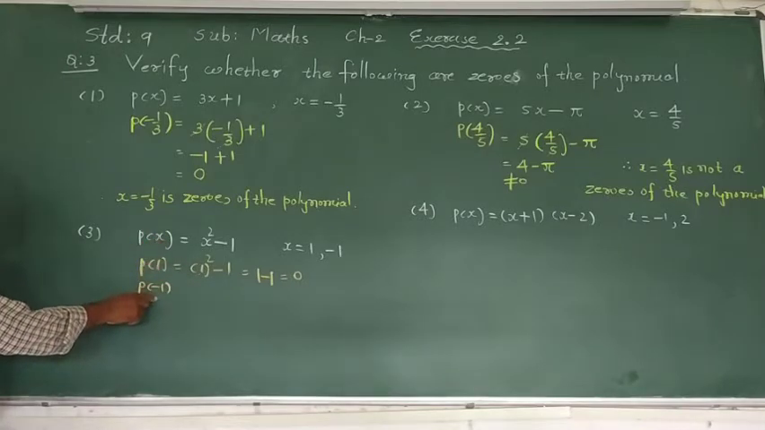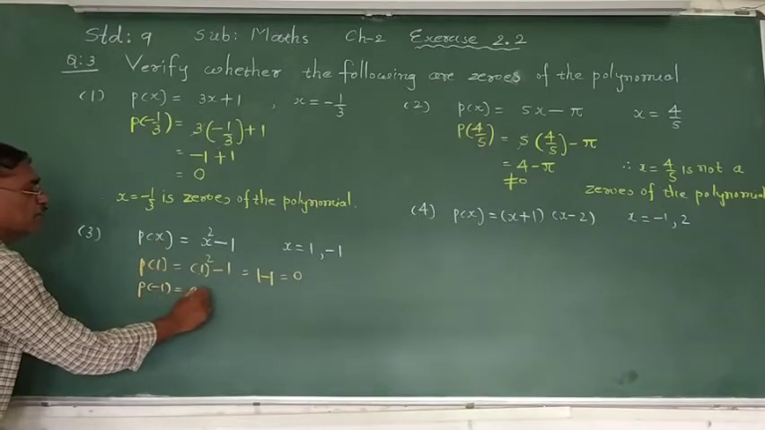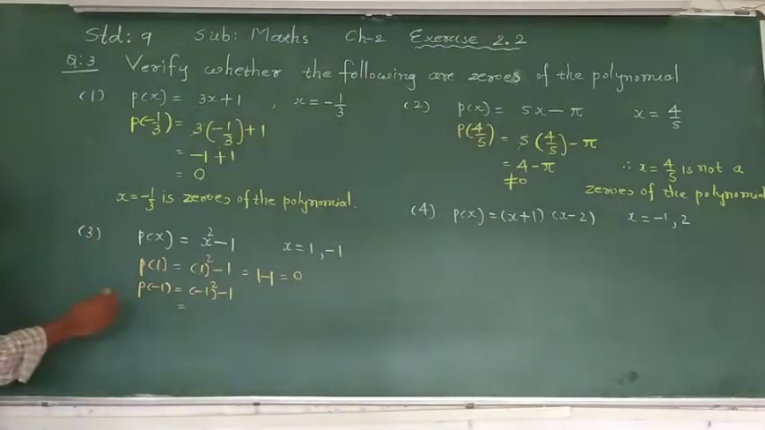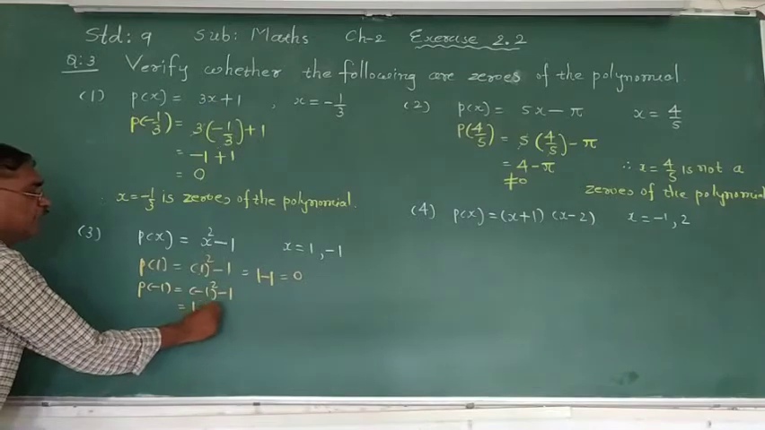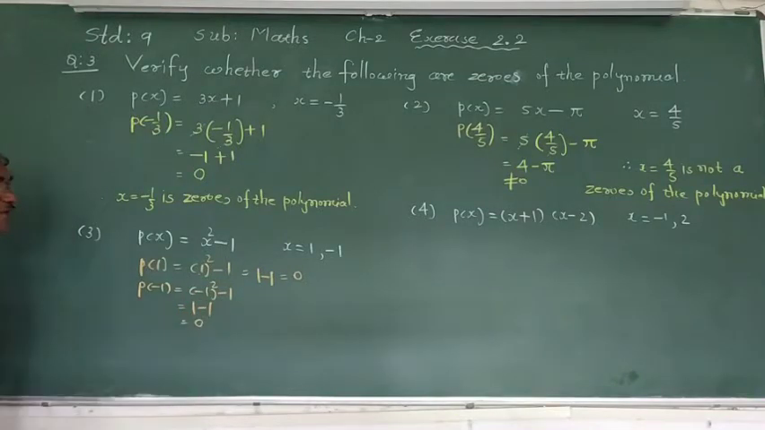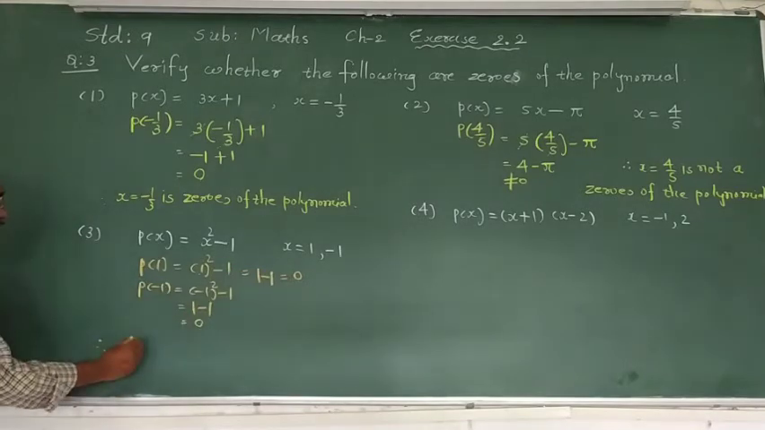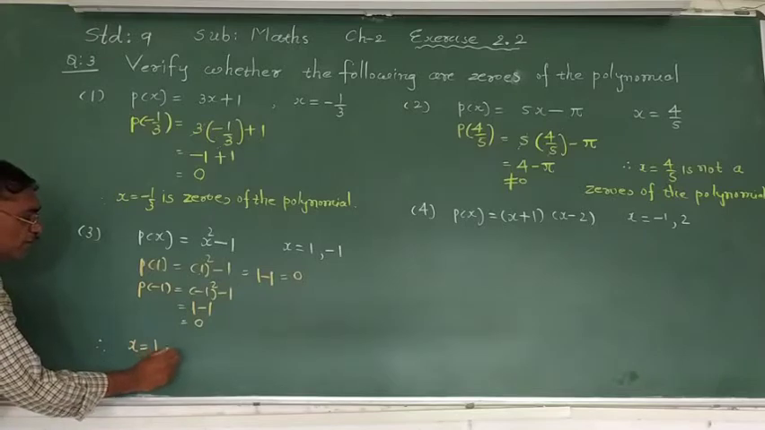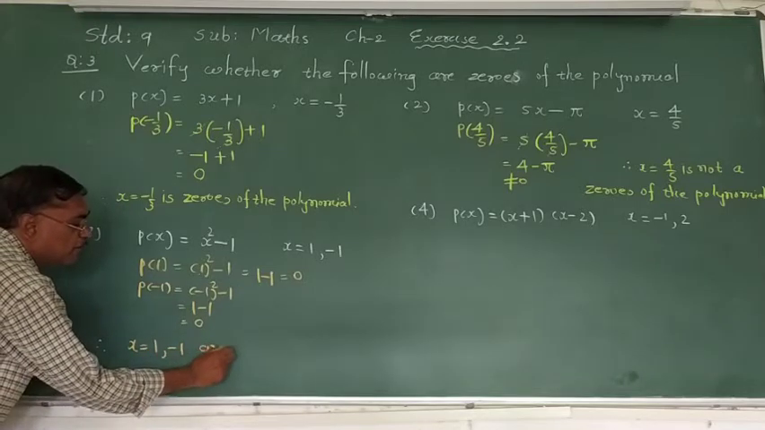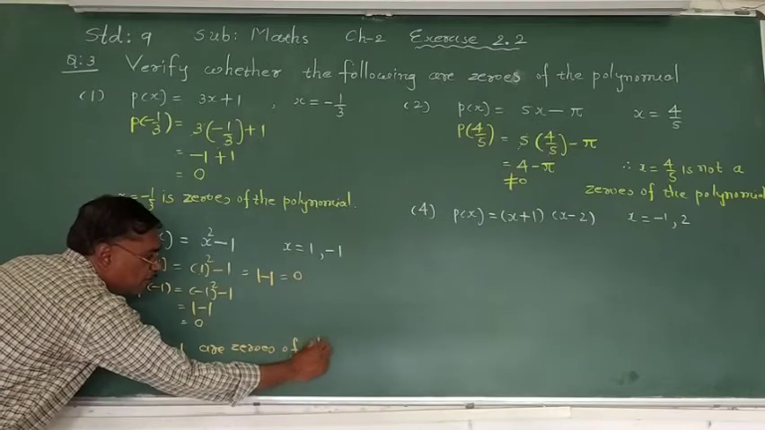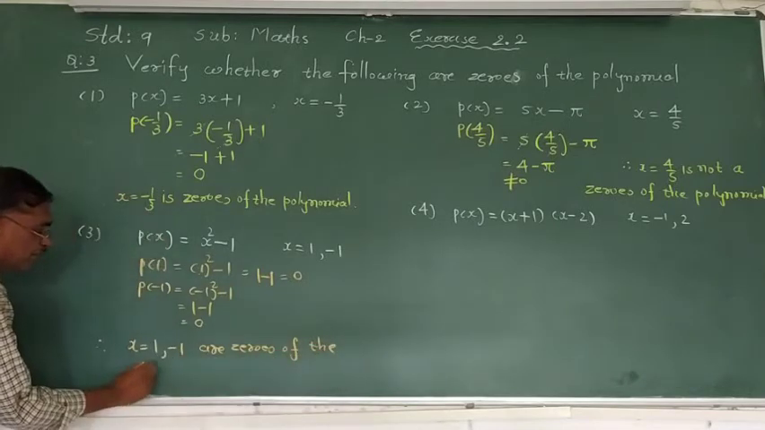Now put another value, p of minus 1. In place of x, we write minus 1. So minus 1 square minus 1. Minus 1 square is 1, and minus 1. So 1 minus 1, 0. Here we can see that for both values we obtain 0. Therefore, x equal to 1 and minus 1 are zeros of the polynomial.